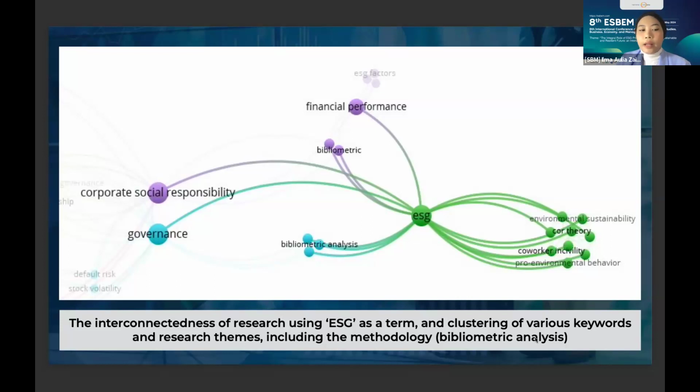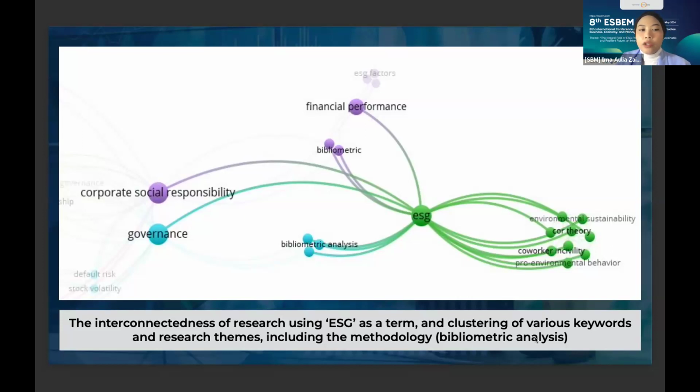And the cluster that revolves around ESG also includes keywords like environmental sustainability, COR theory, or conservation of resources theory, as well as co-worker invisibility and pro-environmental behavior. So these are themes that connect the environment and also the social aspect of ESG, focusing on sustainability, workplace behavior, and resource management.